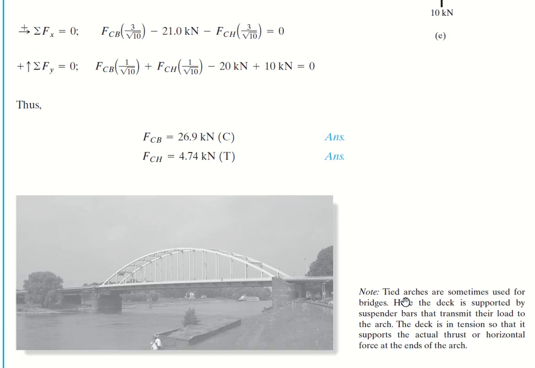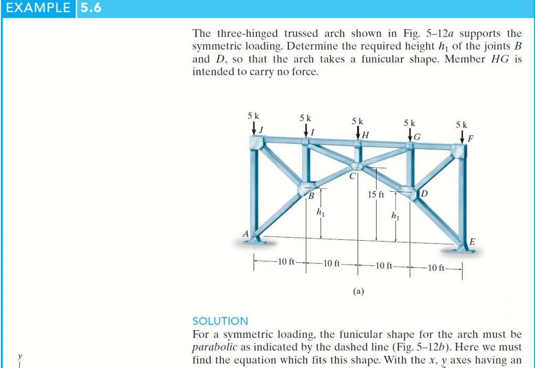So it says that tied arches are sometimes used for bridges. Here the deck is supported by suspender bars that transmit their load to the arch. The deck is in tension so that it supports the actual thrust or horizontal force at the ends of the arch. Okay, so this was an important note for you guys. Now moving to the next example, example number 3, that will be our final example in this lecture.